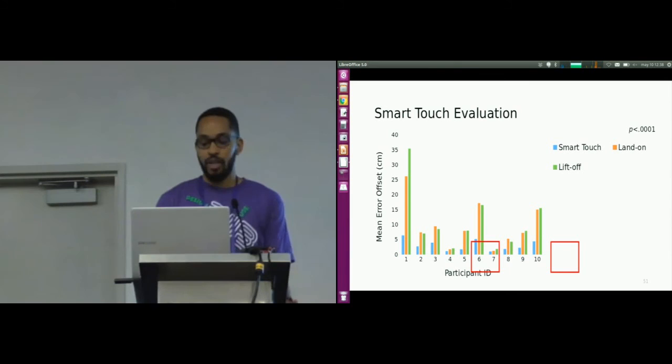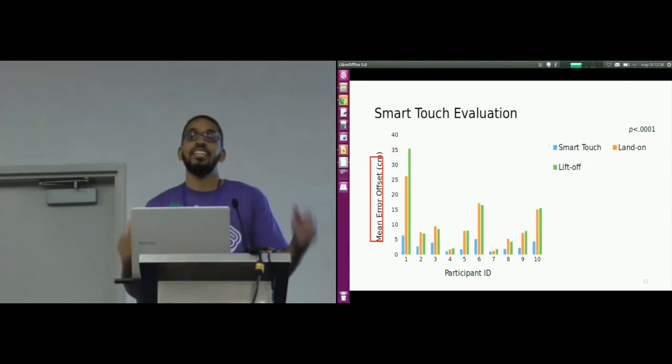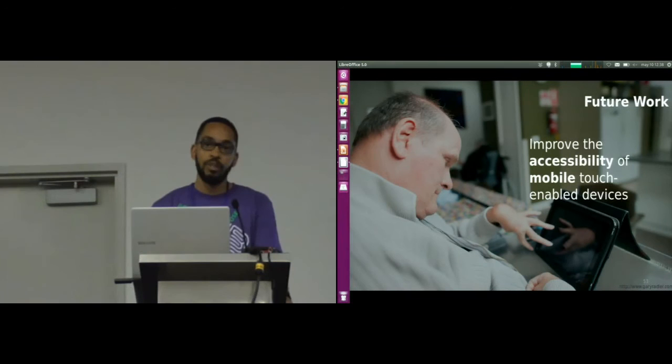Just one part for discussion here. It's important to note that even with SmartTouch, these error offsets are still in centimeters. So we're not at the accuracy that we want to get to quite yet, but we're getting there, and that's what our continued research is going to work on. We hope to eliminate any performance differences when it comes to touch accuracy between people with motor impairments and non-disabled users.